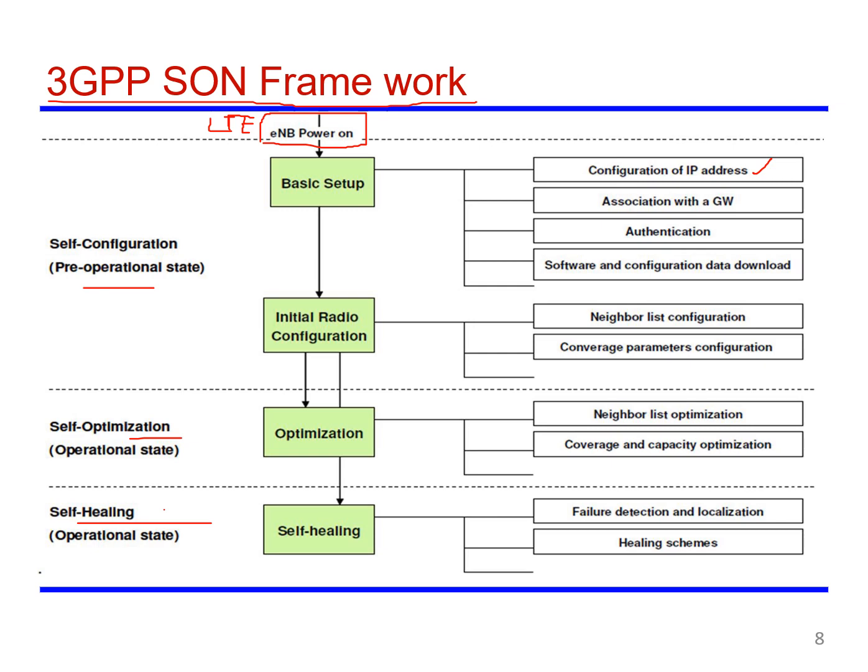So it will automatically configure an IP address to the eNode B, and it will automatically associate it with the gateway: which gateway the eNode B should be connected to, which SGW, which MME. It will automatically create the route in the network, perform the authentication, and download the required software or configuration data from the OMCR to load the eNode B. So these are the basic setup steps which will be automated by the SON.